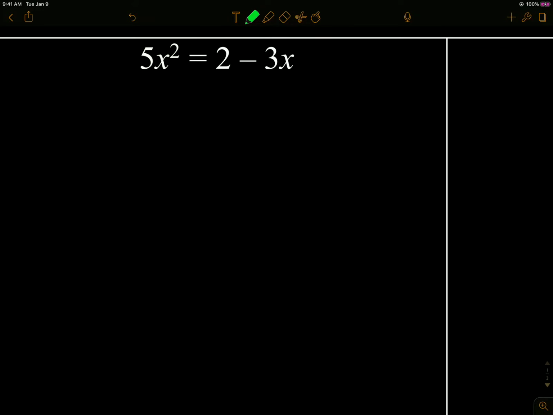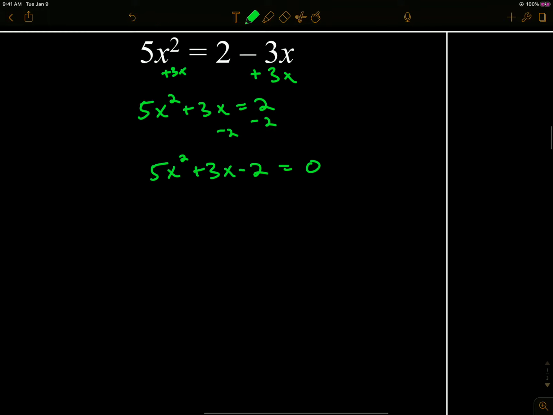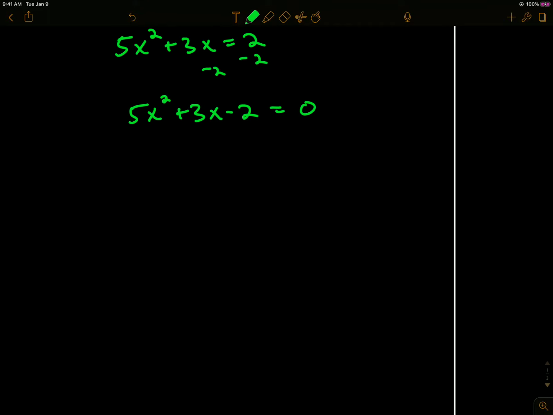Zero product property. So first we got to get it equal to 0. So I'm going to add 3x to both sides. So I have 5x squared plus 3x equals 2. Then I'm going to subtract 2 off both sides. So I get 5x squared plus 3x minus 2 equals 0. So I'm setting this up for zero product property. I have it equal to 0.